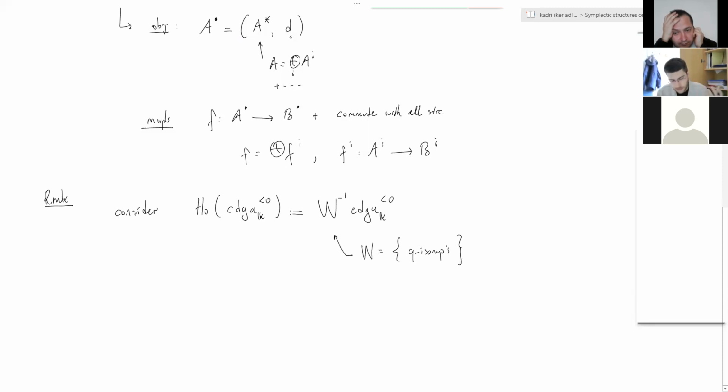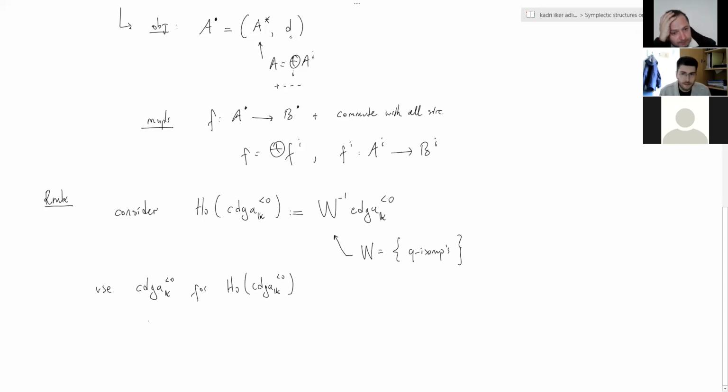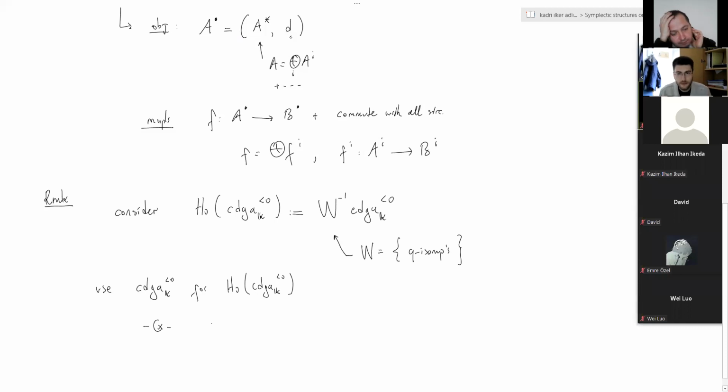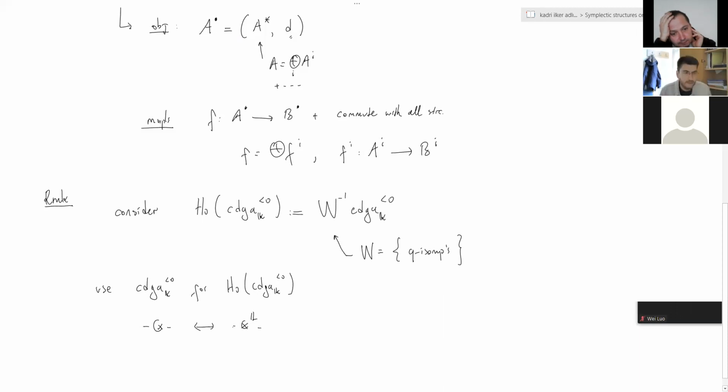By abuse of notation, we always use the same notation, CDGA, for this homotopy category, okay? Also, whenever I use tensor product, it means a derived tensor product, a derived version of it. Therefore, the existence of fiber products, colimits, etc. are no longer a big deal. So everything is nice, we have everything, okay?